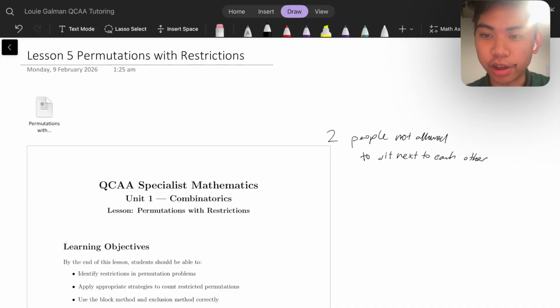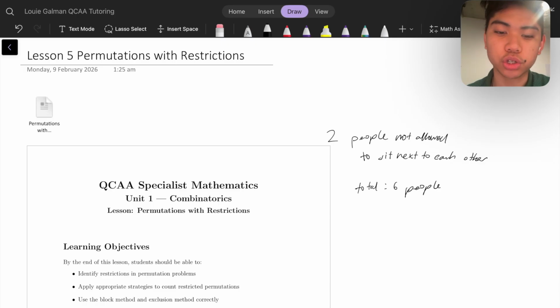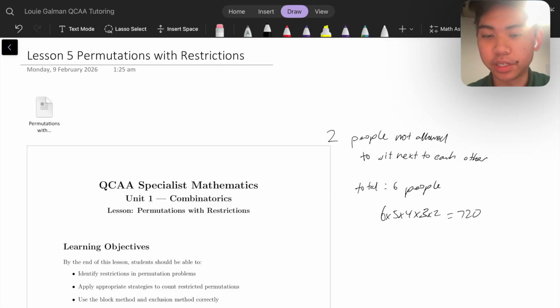Say you have a total of 6 people, and most students will just use the factorial straight away and get an answer like 6 factorial, which would be 720 different arrangements. However, the problem is that answer is completely wrong and the marker gives 0. So you will get no marks for that if you don't know how to use restrictions with your permutation calculations.